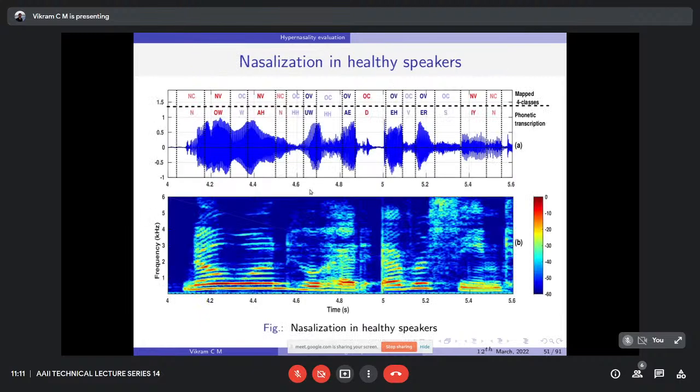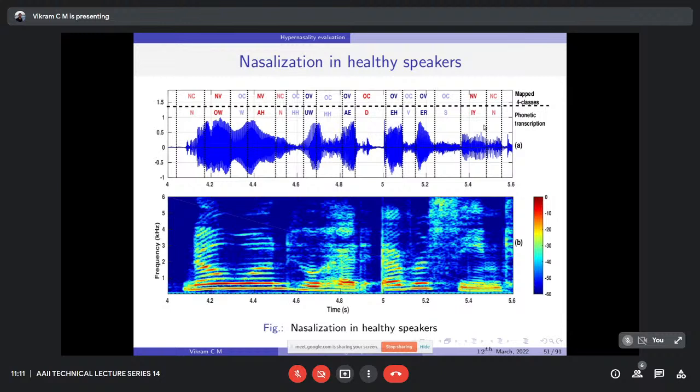Because like hypernasal speakers, a normal speaker also produces some nasal sounds. Suppose this is a sentence here. The different phonemes present in this waveform are annotated here. For nasals, we have different sounds produced by the normal speaker: N, then M, and NG. So these are the three different sounds which can be produced by a normal speaker.